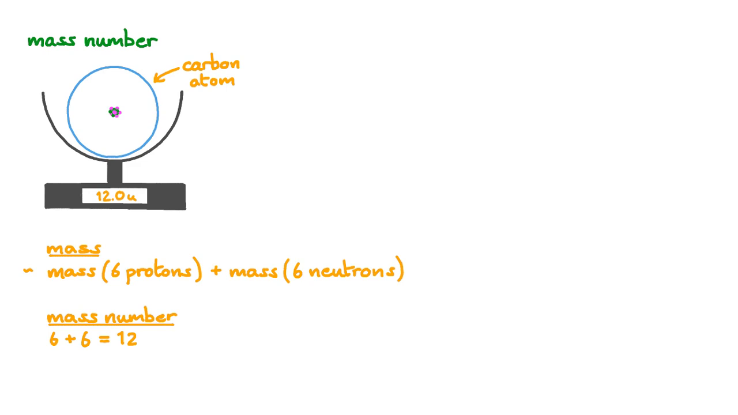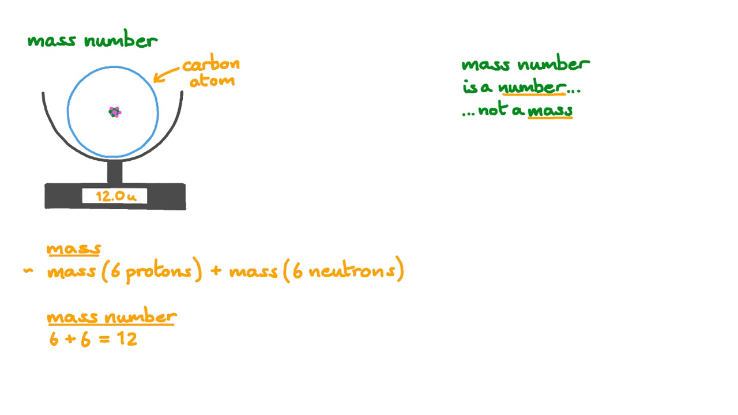If you add up the number of protons and the number of neutrons in a nucleus, you'll get what's called the mass number. This particular atom has 6 protons and 6 neutrons, so it has a mass number of 12. There is something a little confusing about the mass number. It is not a mass, it's just a number, like the number of cats and dogs at your house.